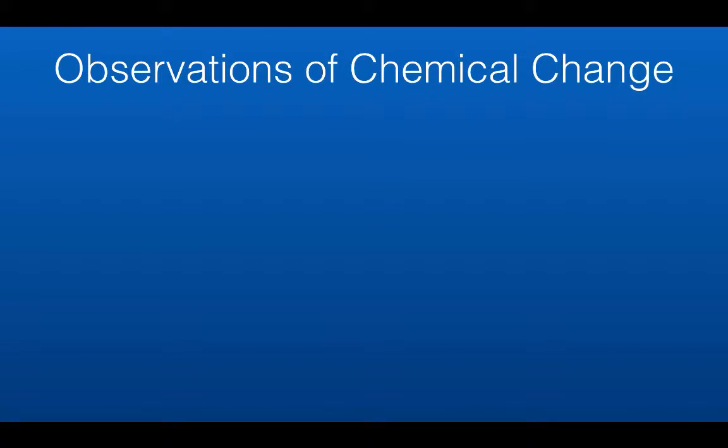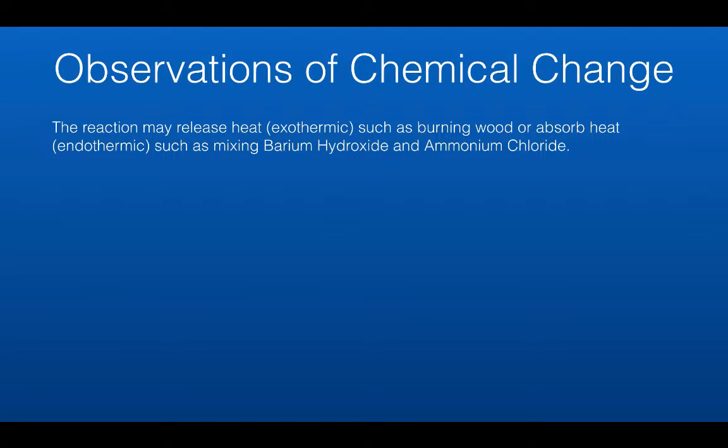Some observations of chemical change. Well, this could include a change in heat or energy. Some energy may be released, and this is called an exothermic reaction, such as burning wood, or absorb heat, and this is endothermic, and this could be where the temperature decreases. This could be such as mixing barium hydroxide and ammonium chloride. Something could start to fizz or bubble, and you could see this when you add baking soda into vinegar.